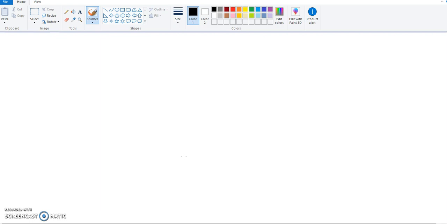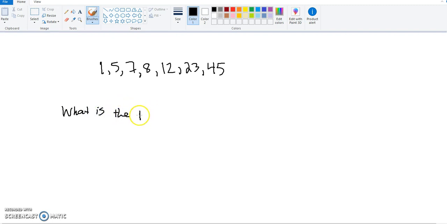Again, this is just looking at data. Let's say we have just a bunch of numbers: 1, 5, 7, 8, 12, 23, and 45. You could ask yourself, what is the percentile rank of any of these elements? So let's say, what is the percentile rank of 12?